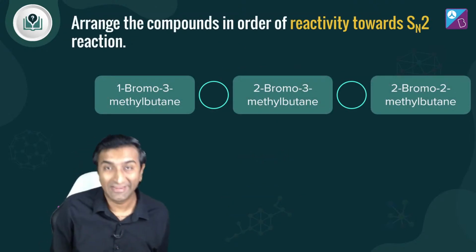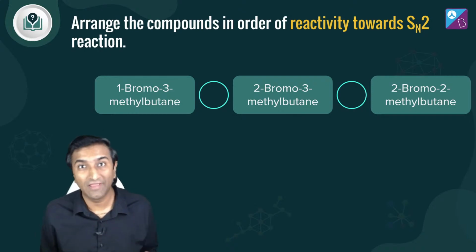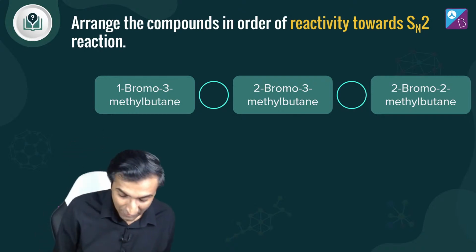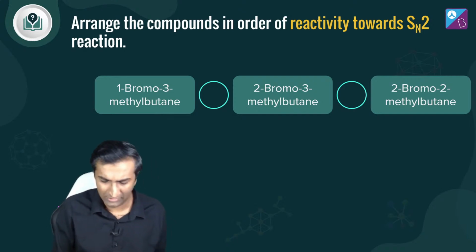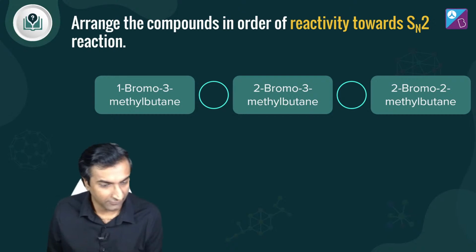Arrange these compounds in order of reactivity towards SN2 reactions. Yeah, हम लोग SN2 रिवाइज करेंगे तभी तो SN1 करेंगे. 1 bromo 3 methyl butane, 2 bromo... इसका स्ट्रक्चर बनाना पड़ेगा मुझे लग रहा है. I'll do that. I'll help you draw the structure.